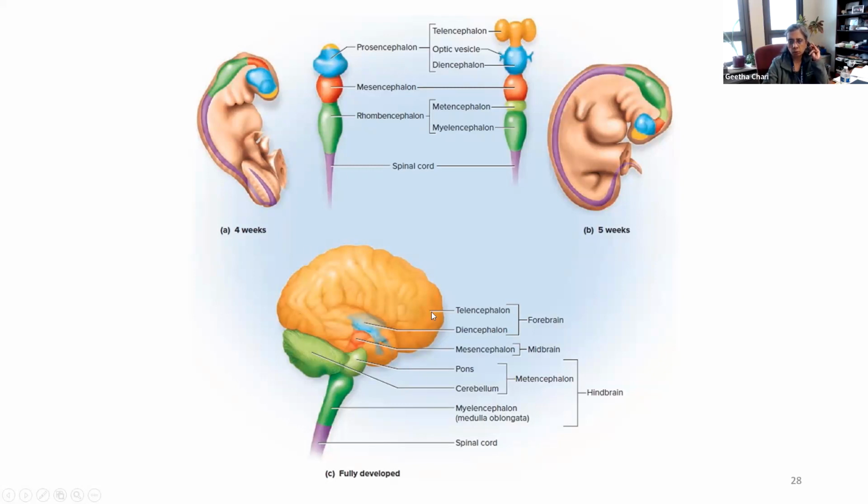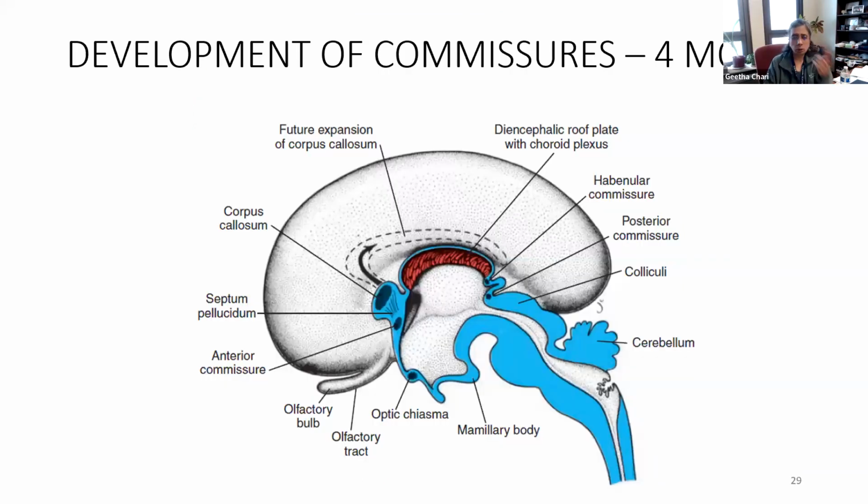So that's why you can see the whole thing here. It forms the telencephalon and the diencephalon, which is the forebrain. Telencephalon is the cerebral hemisphere, diencephalon is the thalami. So that's how the whole development occurs early on in the first 3 months of gestation. So when you have defects happening at this stage, there can be a lot of problems. This is the development of the commissures at the age of 4 months of gestation. So you have the corpus callosum, which starts to form, and you can see the outline of the body of the corpus callosum, the anterior commissure, the optic chiasm, all these form around the 4th month of gestation.